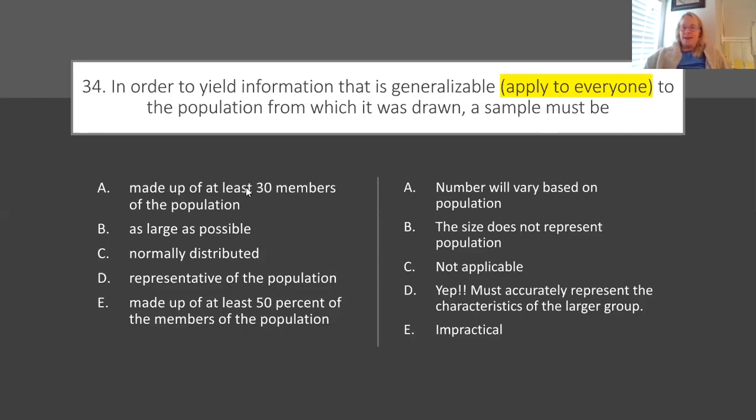It can't be A because this number is going to vary based on the population that you have. It can't be as large as possible because we don't know what the population is. C is not applicable. Yep, it must be representative. You must accurately represent the characteristics of a larger group. And then E is not practical. I hope this was helpful, other than my pronunciation of freaking words.